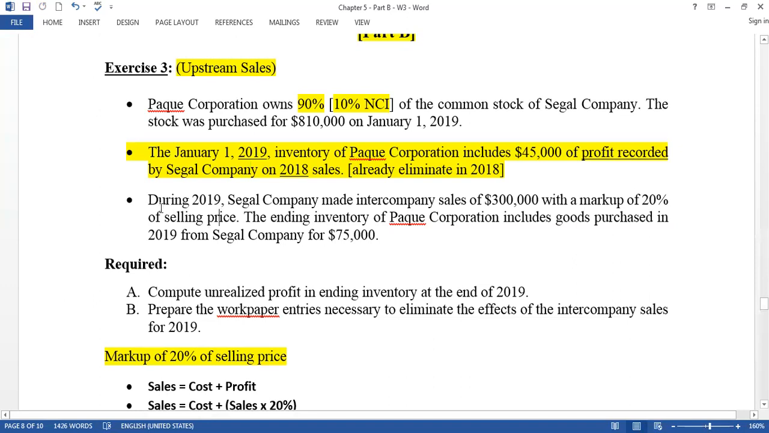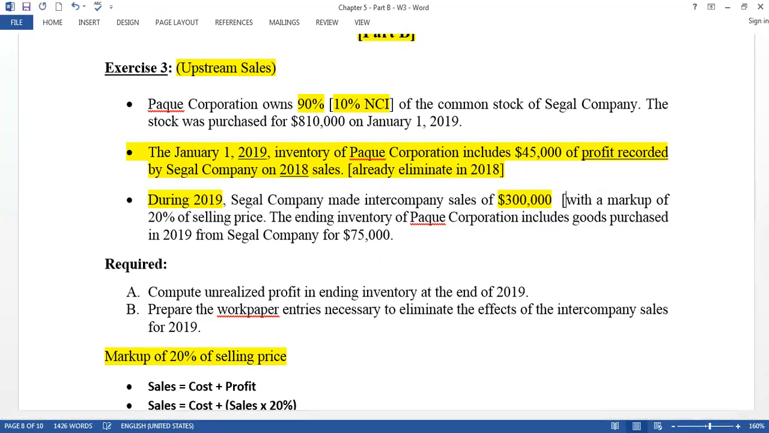Now what happened this year? During 2019. So this is for only 2019. During 2019, subsidiary sold to whom? Subsidiary sold to parent. That means it is upstream. So what is the sales amount? $300,000 is the sales. So this is actually our first journal entry in this question. Why? Because we have to eliminate our intercompany sales.